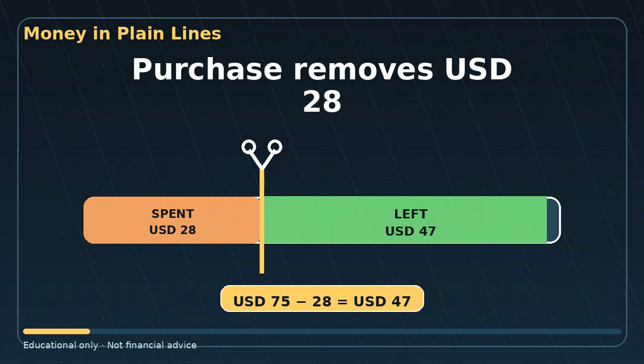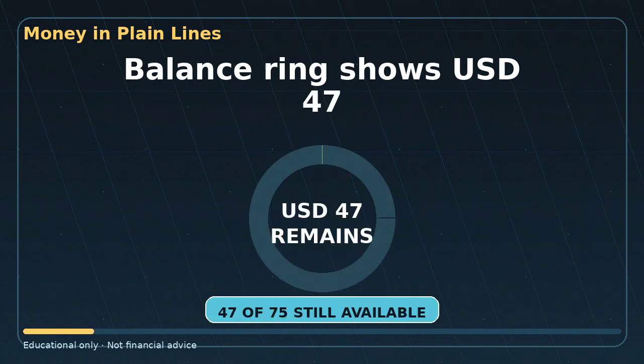After the first transaction, $47 remains. This is the current usable balance under the fictional assumptions, because $75 minus $28 equals $47. The remaining balance is a transaction result, while $75 is still the historical activation amount.